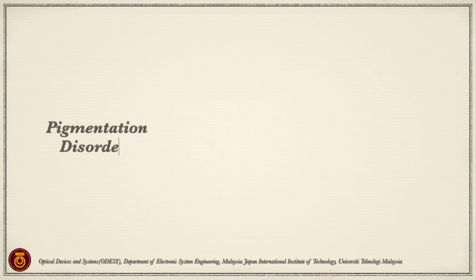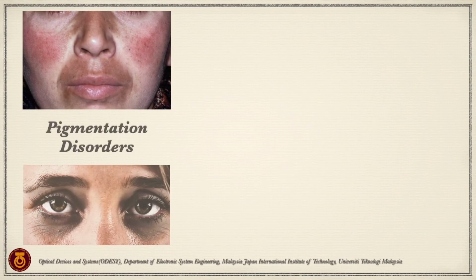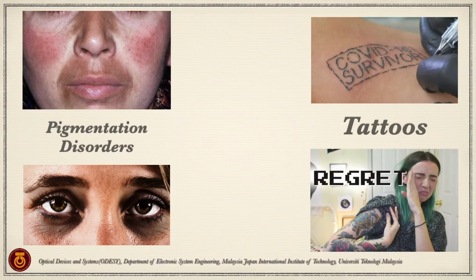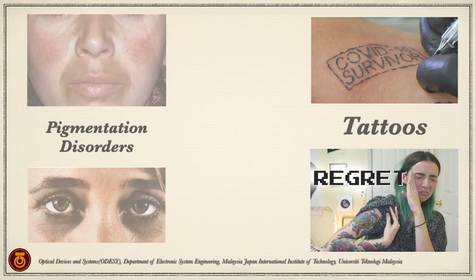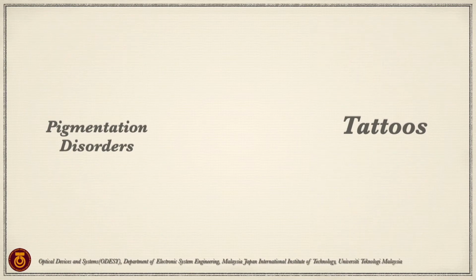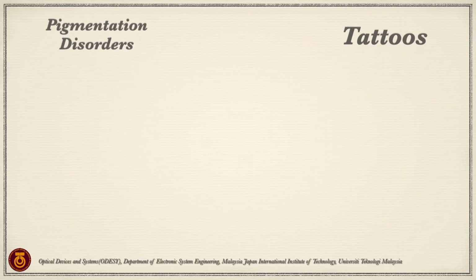Pigmentation disorders such as melasma and dark circles around the eyes are caused by a usually harmless condition in which patches of skin become darker in color than the normal surrounding skin, due to an excess of dark skin pigment deposited in the skin. Tattoos, a permanent body modification using ink, dye, and pigment, place a design into the dermis layer of the skin to change the skin pigment as desired. People may come to regret their tattoo and wish to have it removed.